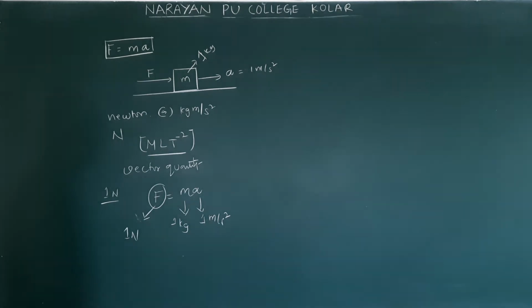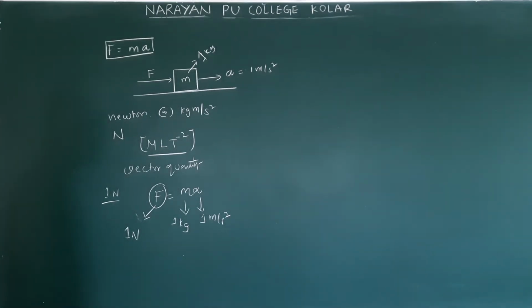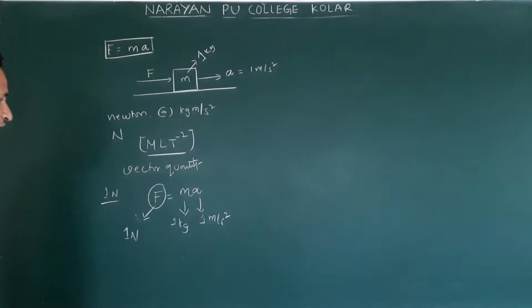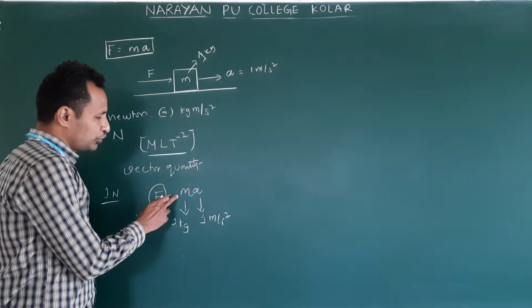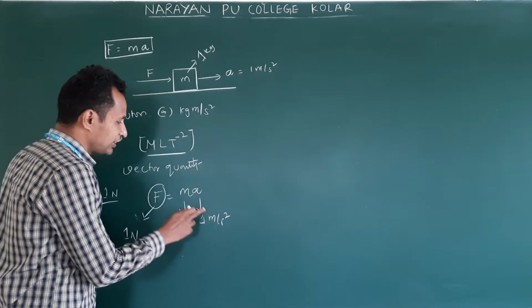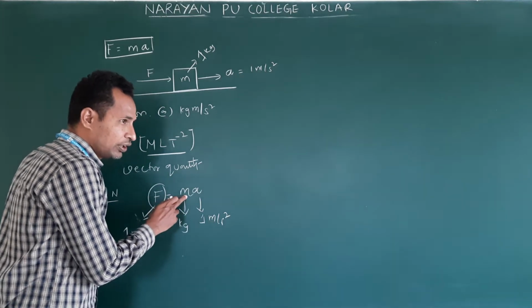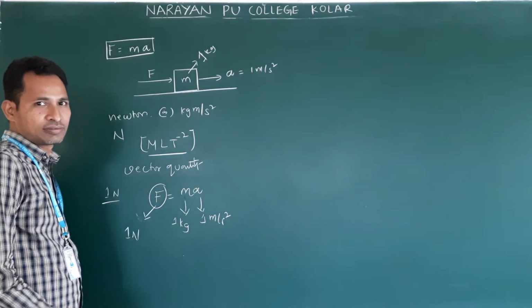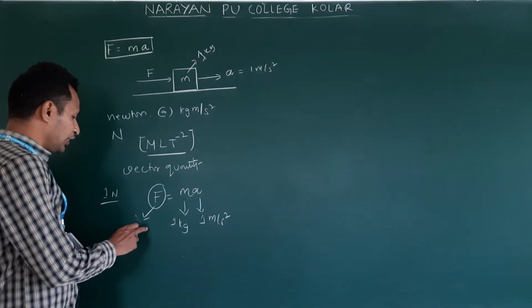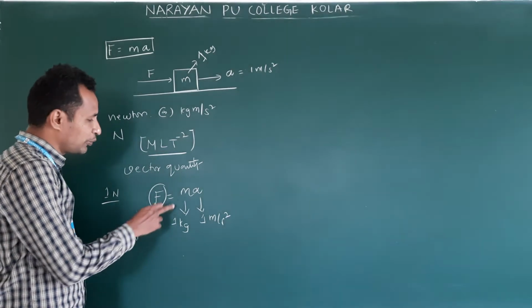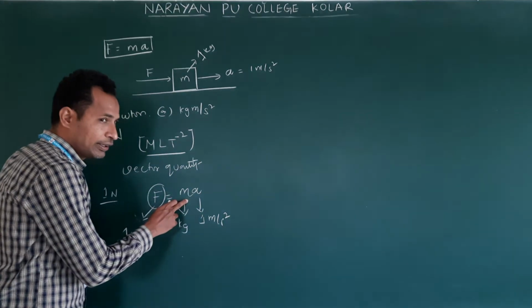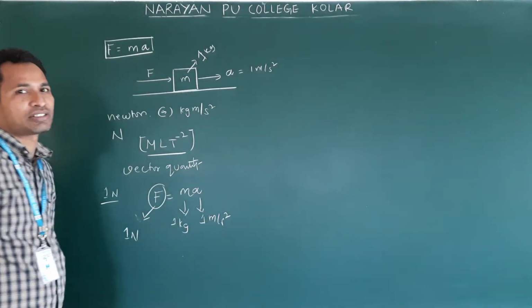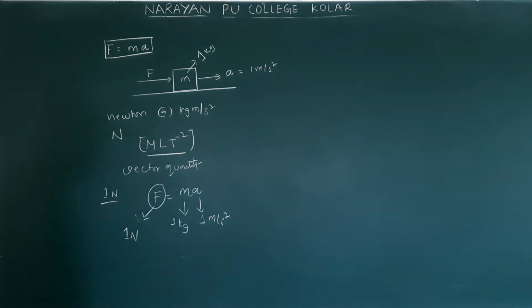That force we call 1 Newton. The amount of force is said to be 1 Newton when it produces 1 meter per second square acceleration in a 1 kg mass. Clear? Or 1 Newton is defined as the amount of force that produces 1 meter per second square in 1 kg of mass. Understand now?